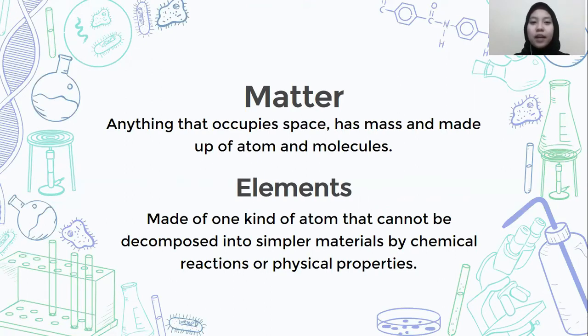While elements are made of one kind of atom that cannot be decomposed into simpler material by chemical reaction or physical properties. Each atom is a certain element that becomes a compound or molecule when bonded with other atoms. So matter is made up of one type of element or a combination of elements.